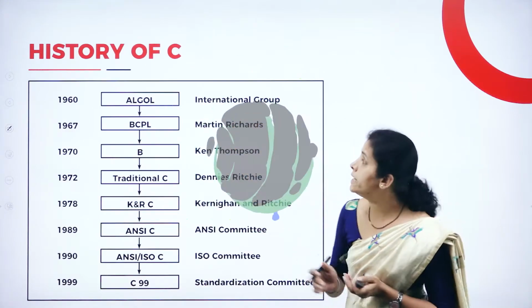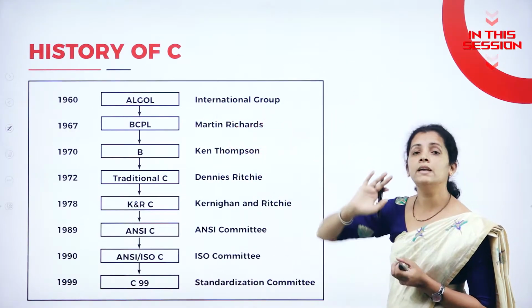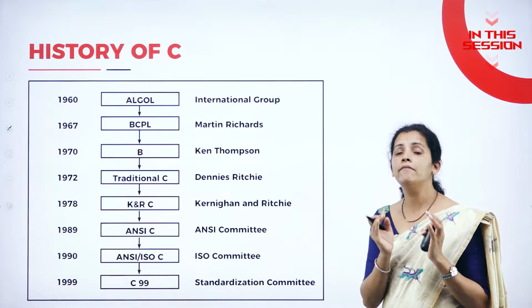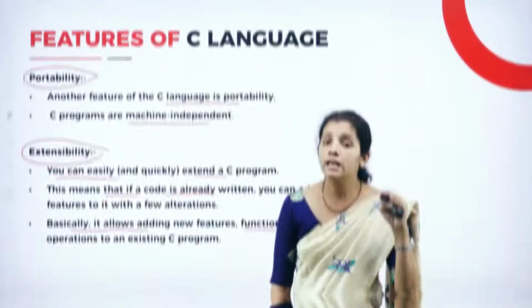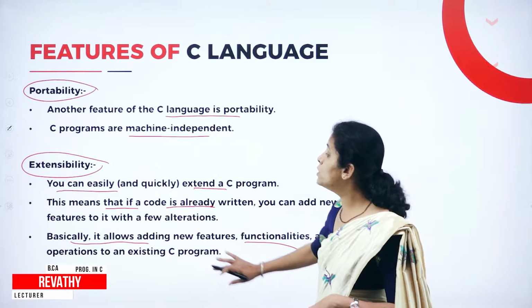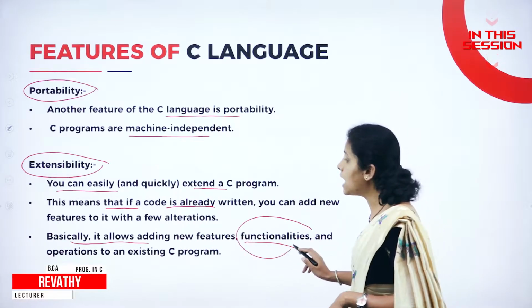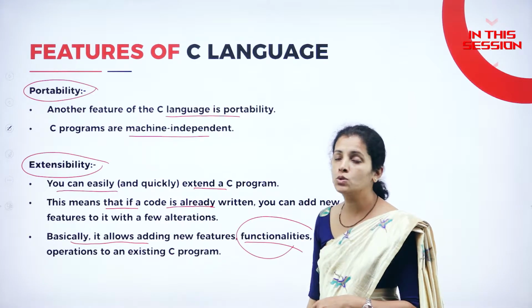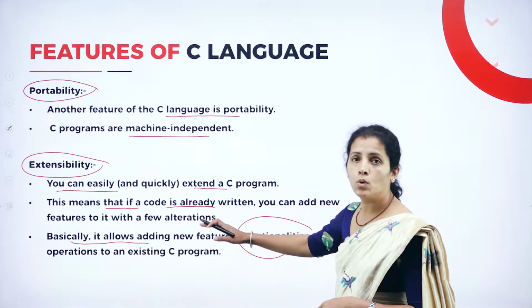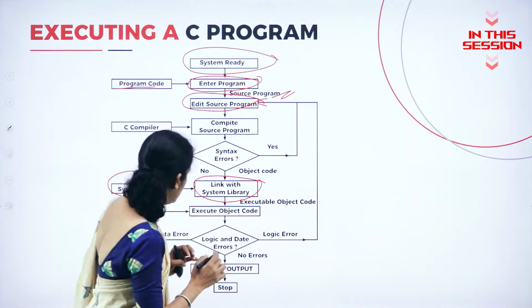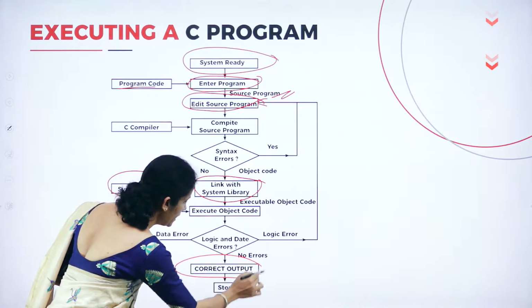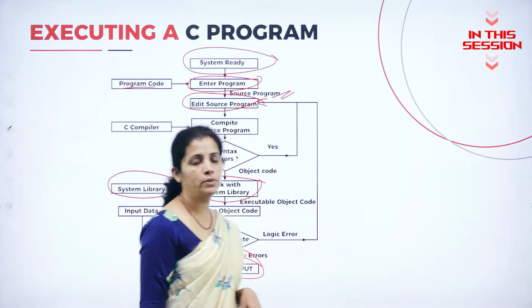So dear student, here C programming is nothing but the high level programming language. In C program, I can add extra features like functionalities as well as operations to the existing program. If there is no error, then I'm going to get the correct output and I'm going to stop the execution.